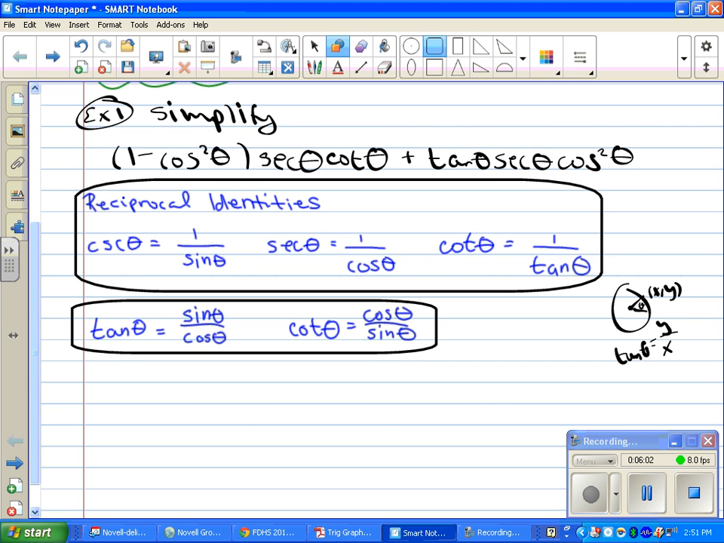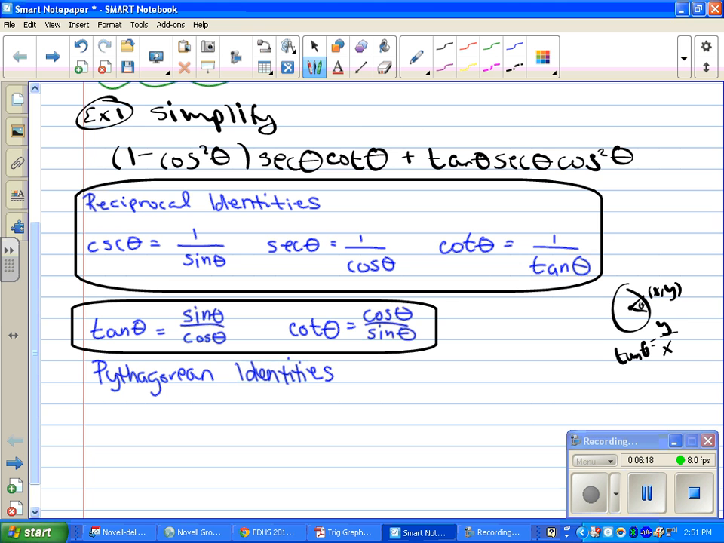Now we got one more group. That group is called the Pythagorean identities. Now, if you remember the Pythagorean theorem says that for a right triangle, a squared plus b squared equals c squared. Well, when you're talking about trigonometry, the most basic Pythagorean identity says that sine of an angle squared plus the cosine of an angle squared equals, you would think it's tangent, but it's actually 1. Okay? That's the Pythagorean identity for trigonometry.